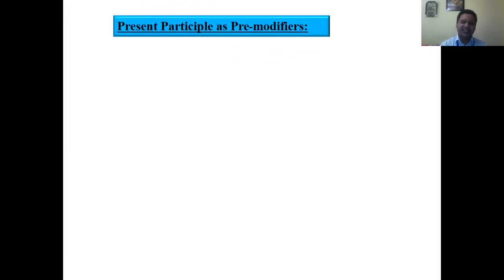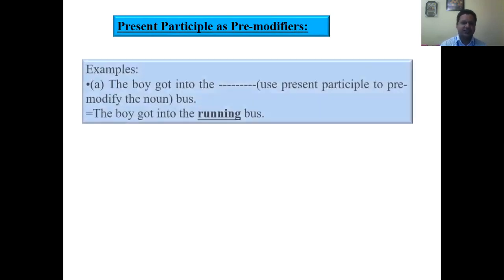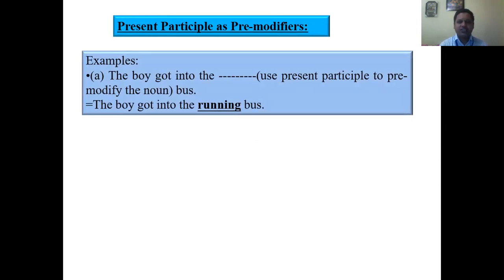Present participle can be used as pre-modifiers and also post-modifiers. At first, we will see the uses of present participles as pre-modifiers. The boy got into the dash bus. Use present participle to pre-modify the noun bus. Here, we have to put present participle into the gap, and the participle here will act as pre-modifier. We have to put present participle before the word bus, as it will pre-modify the noun bus.